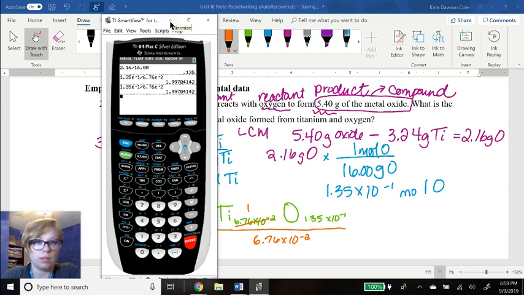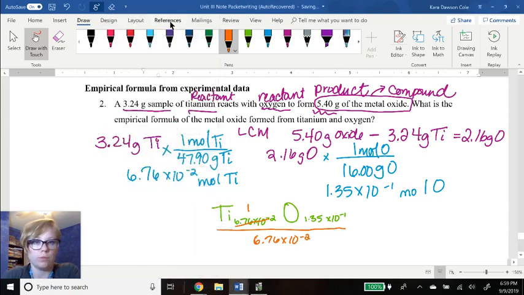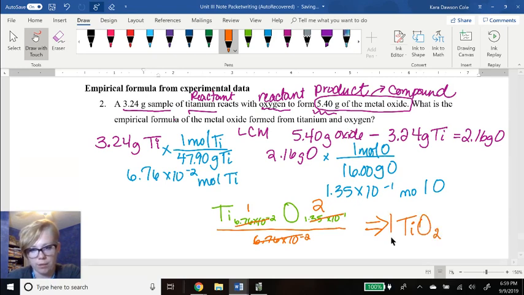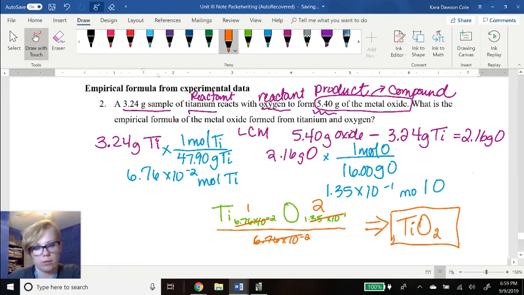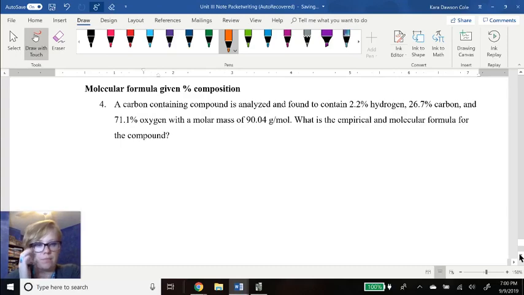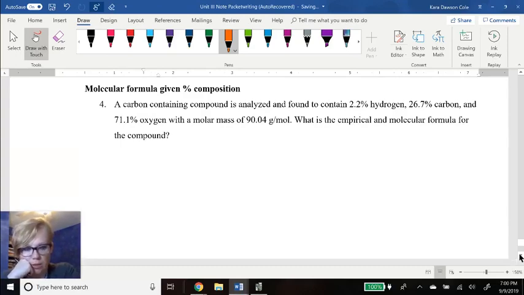So this would be TiO2. I didn't have any weird fractions or anything like that, so TiO2 is my empirical formula for this one. Okay, so I skipped step 5 altogether because I got a whole number. So now, I've been given the molecular formula and I've been given percent composition. So I'm looking for the molecular formula and I've been given percent composition.